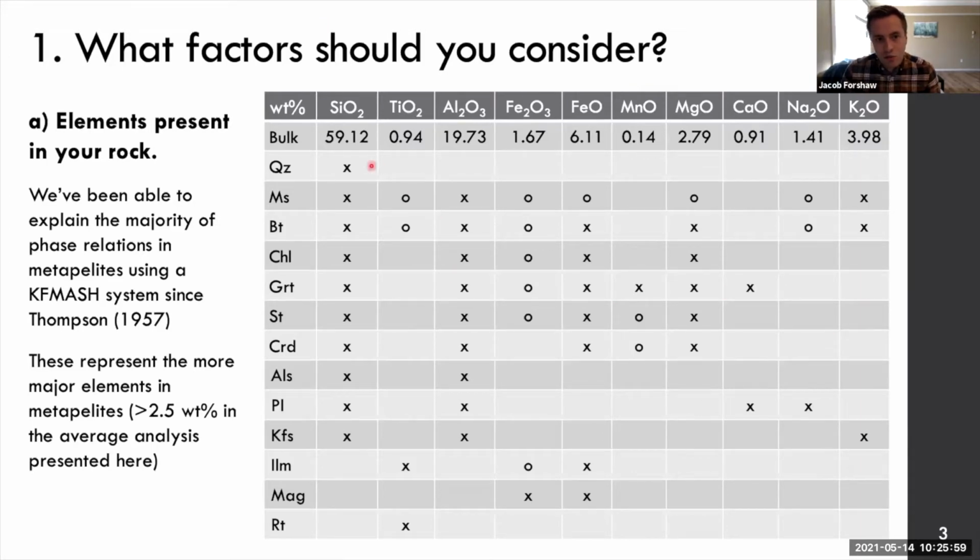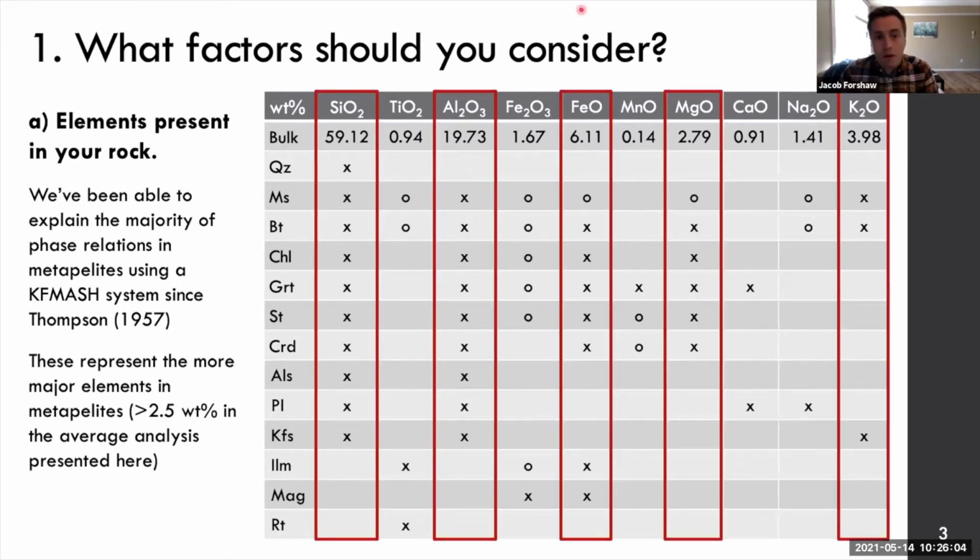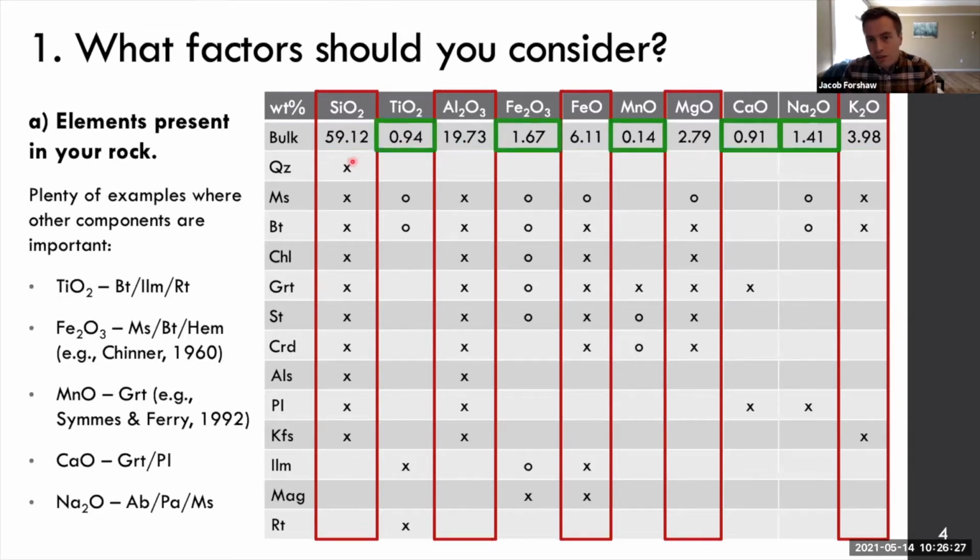I've highlighted these in red here. And so you can see that the majority of these elements represent the more major elements in metapelites. So, lots of silicon, aluminium, iron, magnesium, potassium, and then hydrogen included as well. But there are also these more minor elements. So there's the major elements, and there's the elements that make up less than 2 or so weight % of the rock. You have titanium, ferric iron, manganese, calcium, and sodium.